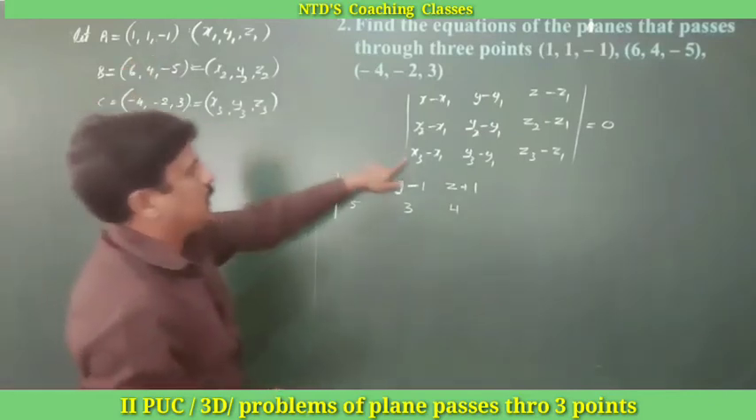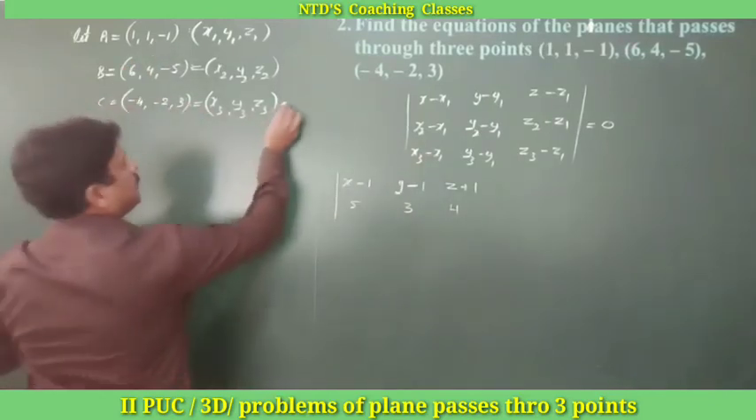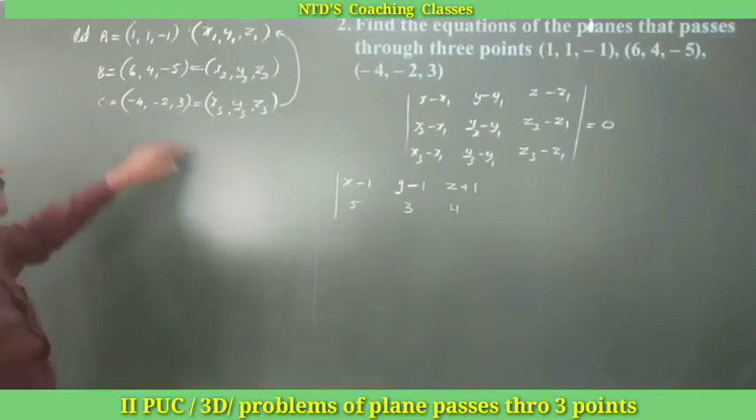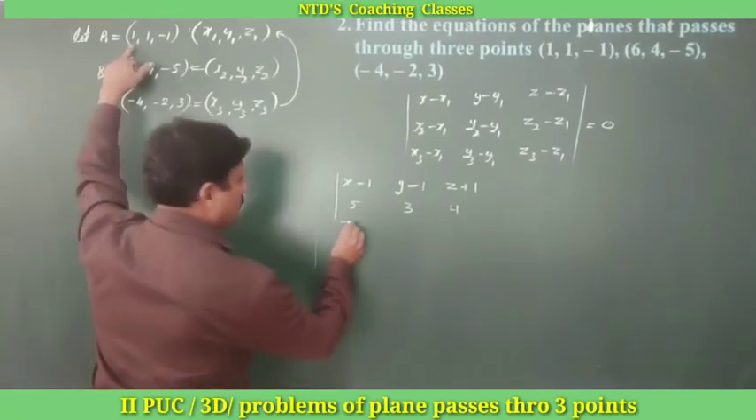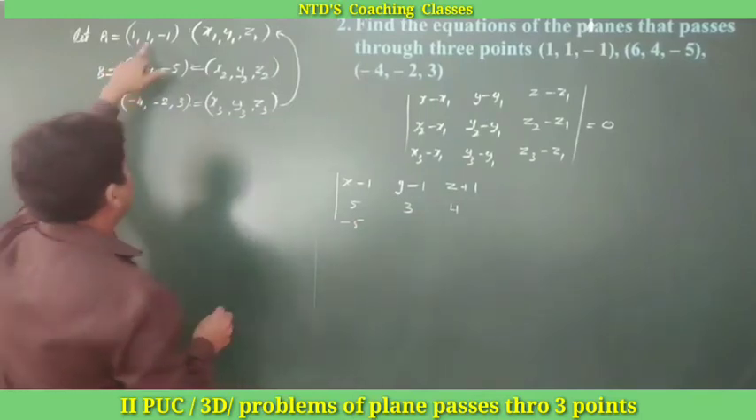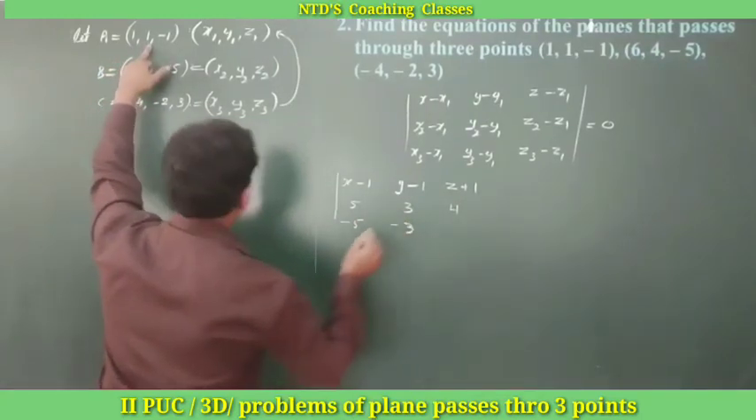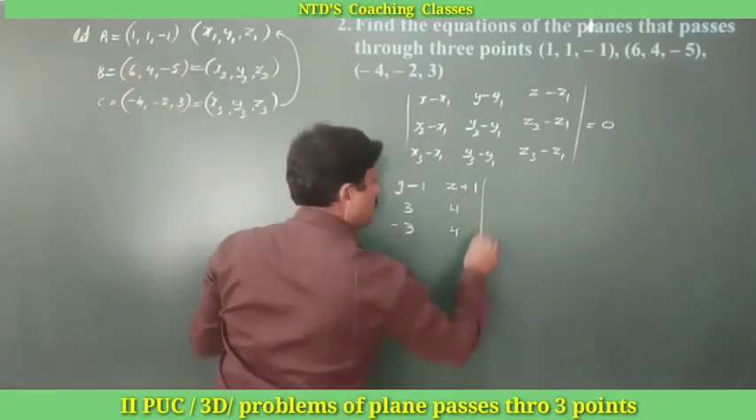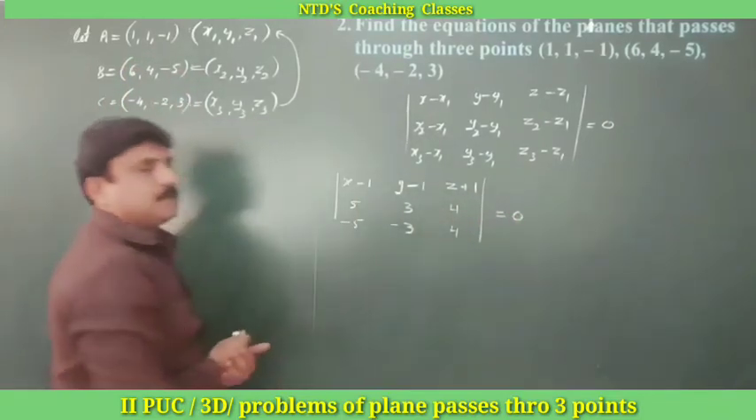Third row, x3 minus x1, third point minus first point. Minus 4 minus 1, minus 5. Minus 2 minus 1, minus 3. 3 minus into minus plus 1, 4, equals 0. Simplify.